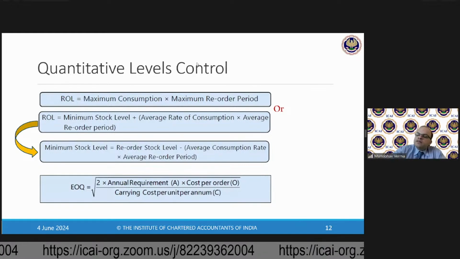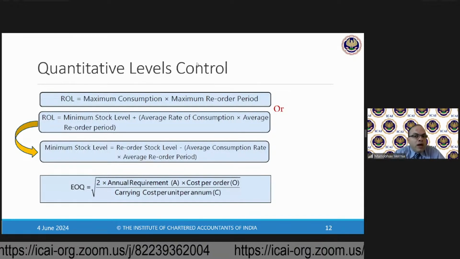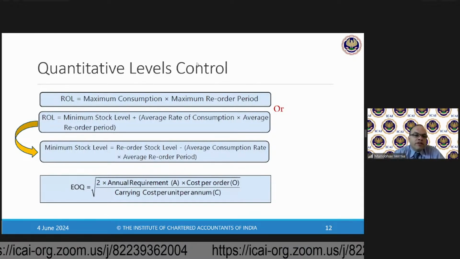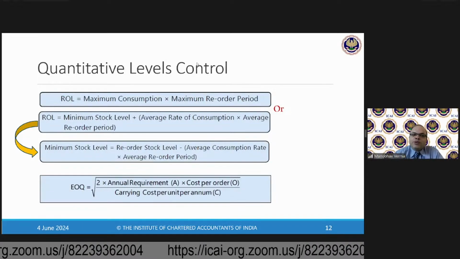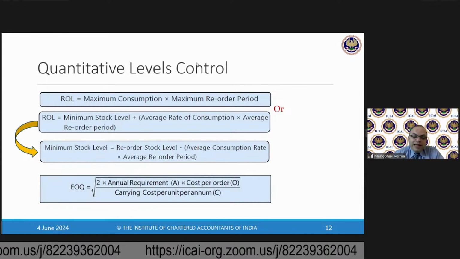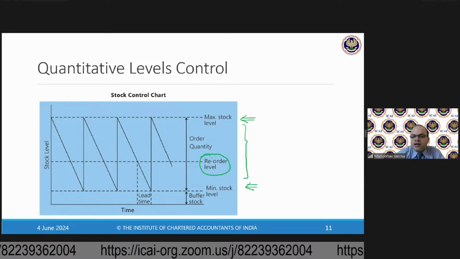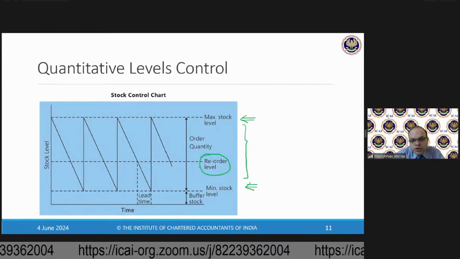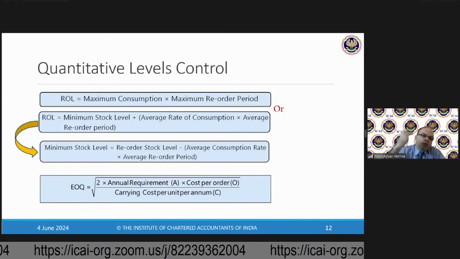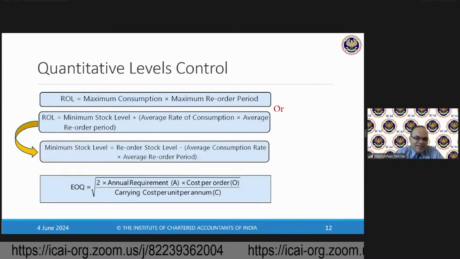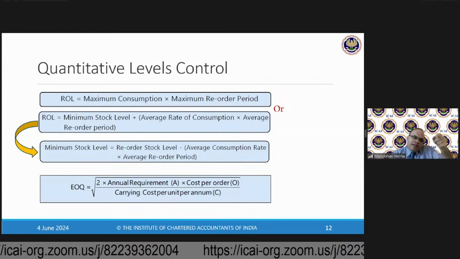However, alternatively, it can also be calculated based on the minimum stock level. Now, if you look at the second formula here, which makes more logic to you, I'm sure, we're saying minimum stock level plus average rate of consumption into average reorder period. I'm sure many of you would like the second formula in terms of the graphical presentation. We are adding something to the minimum stock level to reach the reorder level here. And that's the beauty of it, that the formula for the minimum stock level is interrelated. So either you calculate the ROL using the minimum stock level, or you calculate the minimum stock level using the ROL.